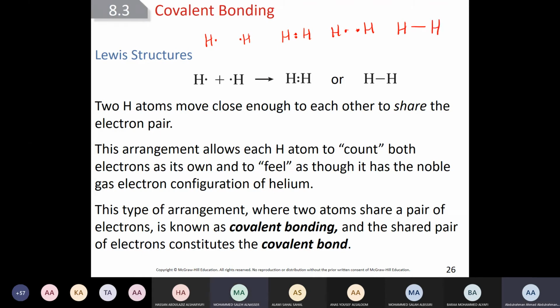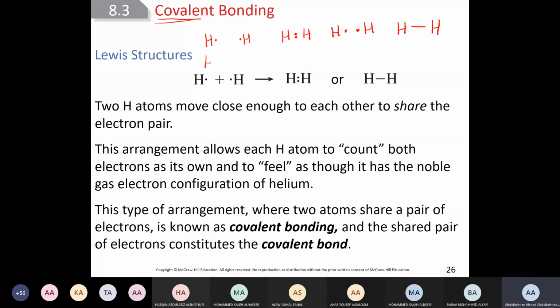But a covalent bond, right? Covalent bond, yes. This is all covalent bonding, exactly. Is this clear? So hydrogen would always like to have 2 electrons around it, and that's why it will bond with the other hydrogen.